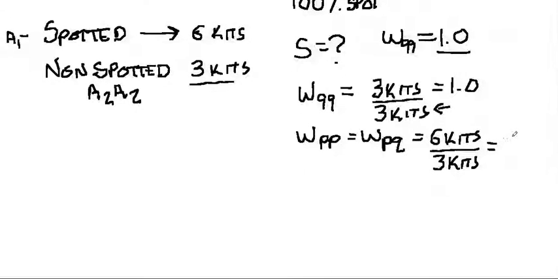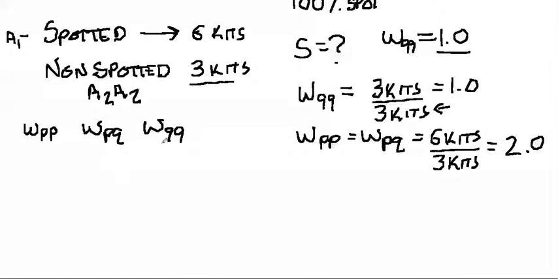And so that's going to give me 2. Now, let's go back and think about what we said. WPP, WPQ, and WQQ, if they were this way, then it would be selection for the dominant, and the fitness of WPP would be 1 plus S, fitness of WPQ would be 1 plus S, fitness of WQQ would be 1.